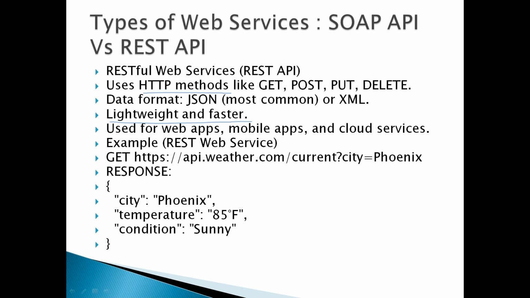The GET request, for example, is like this, which is having a HTTPS protocol or HTTP protocol. Then the URL, which is having endpoint. For example, here it is city is equal to Phoenix, and the URL is api.weather.com, and the request we are sending is get request. The response we are getting is city Phoenix, temperature 85 degrees Celsius, condition sunny. This is a JSON format response, and response code is 200.